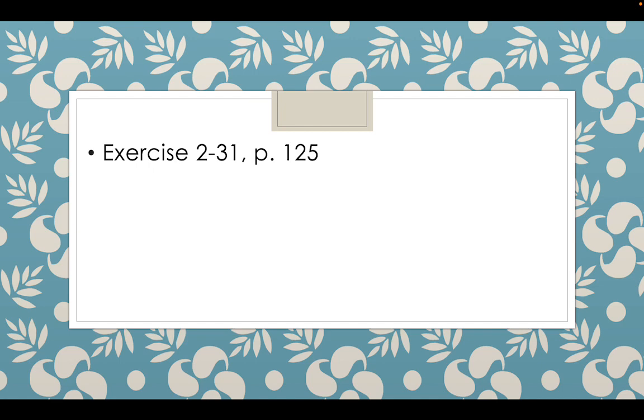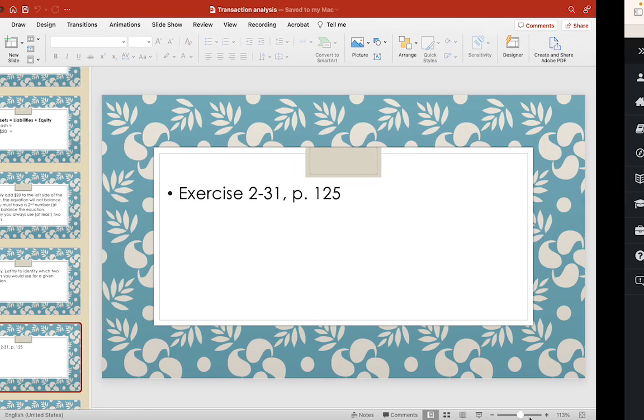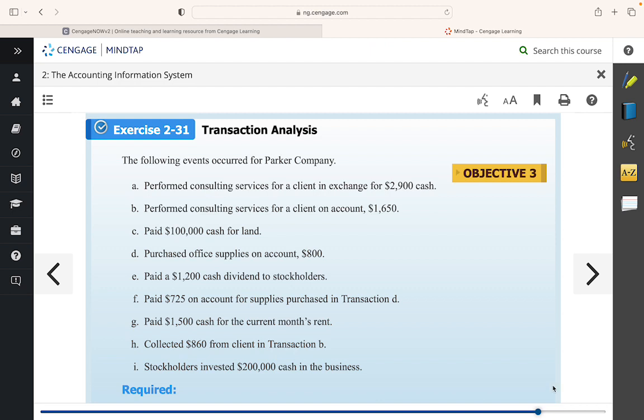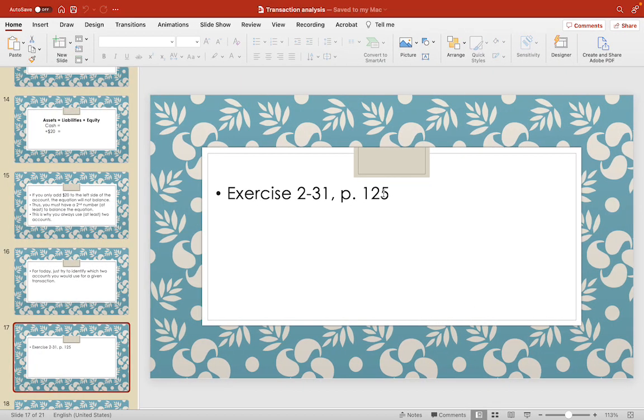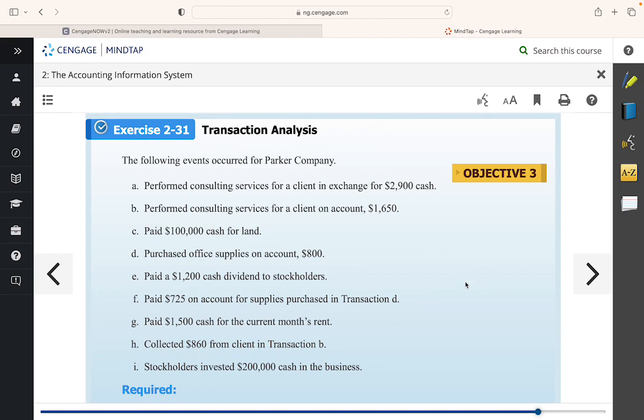So today, I'm going to work through part of exercise 2-31. It's on page 125. So if you want to go over to your textbook, it's right here. I'm going to be going back and forth, so if you just want to pull this up in a separate screen so you can look at it, that's fine. This is exercise 2-31. It's on page 125 of your textbook. So if you have your physical textbook, you can go get it.